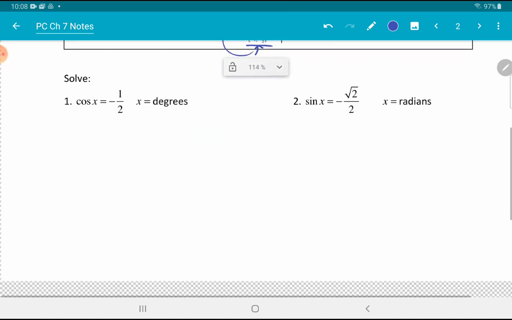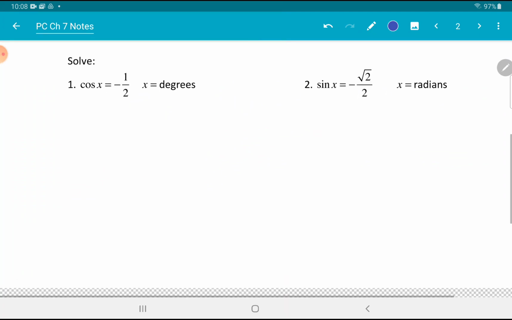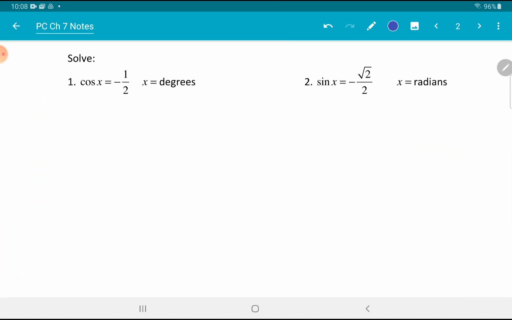Let's take a look at some equations here. Solve cosine of x equals negative half. We're going to work with degree format here. So what this is basically asking us is what angle gives cosine of x to be negative half? You're basically looking for the x value. Keep in mind that the x value is giving you an angle. You want to find the angle that gives you negative half.